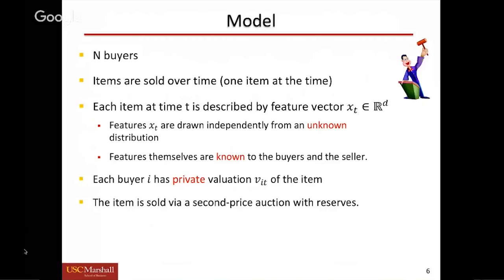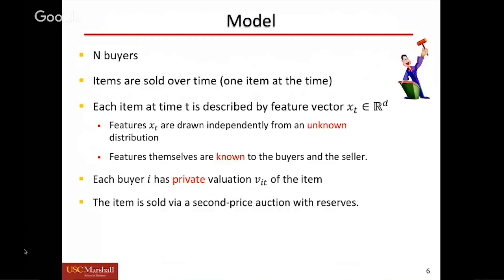And the item is represented by a large dimensional feature vector xt, so it's in d dimension. The features xt are drawn IID from some unknown distribution, so you have these stochastic assumptions on the features. You observe the features; the seller and buyers both see the item, so they observe the features, but they don't know what distribution these are coming from.